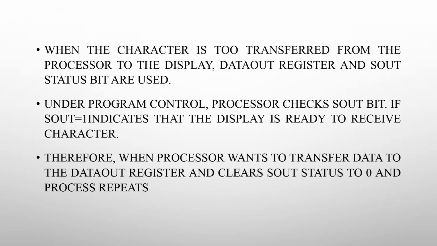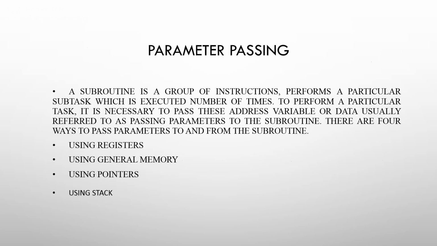When a key is pressed, the corresponding character code is stored in the data in register, and the SIN status bit is set to indicate that a valid character code is available in the data in register. Under program control, the processor checks the SIN bit, and when it is set to 1, it reads the contents of the data in register. After the completion of the read operation, SIN is automatically cleared to 0 in order to fetch the next character from the keyboard.